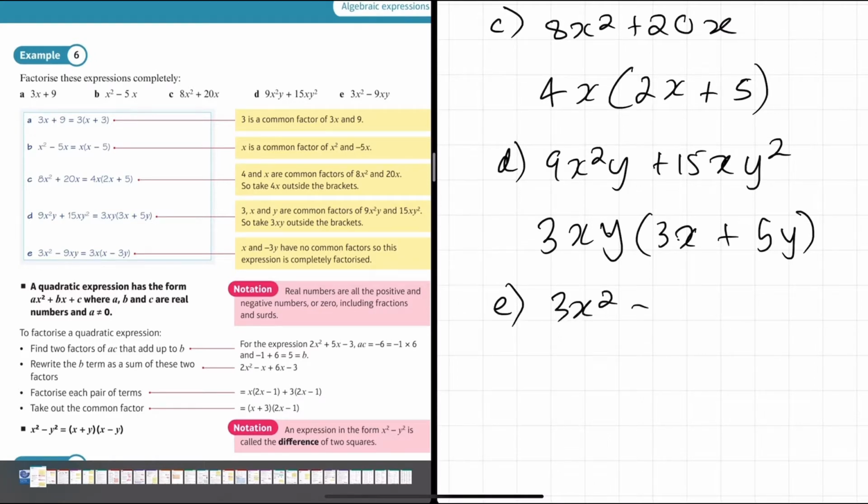3x squared minus 9xy. The highest common factor between 3 and 9 is 3. And the highest common factor between x squared and x is x. You can see that they don't have a y in common, so that won't go outside the bracket. 3x times x gives us 3x squared, minus 3y.